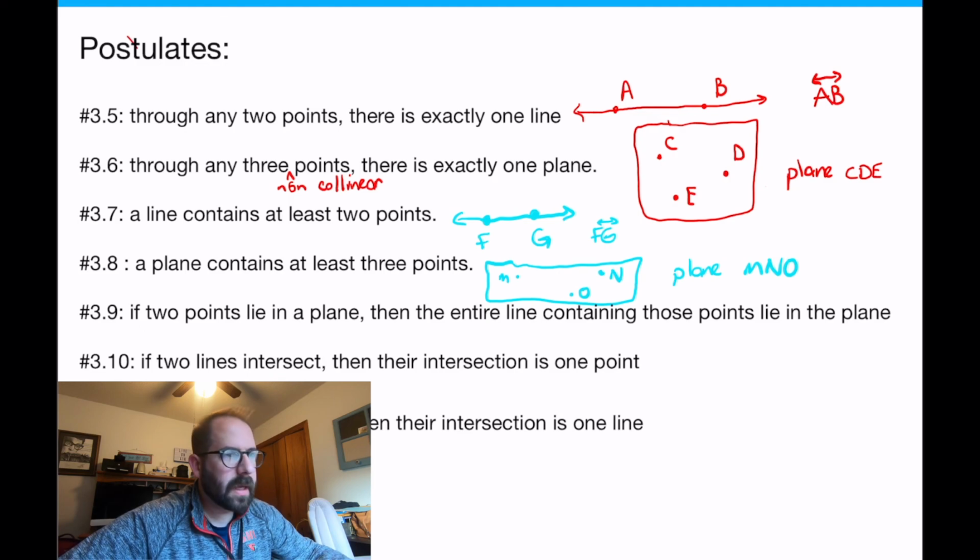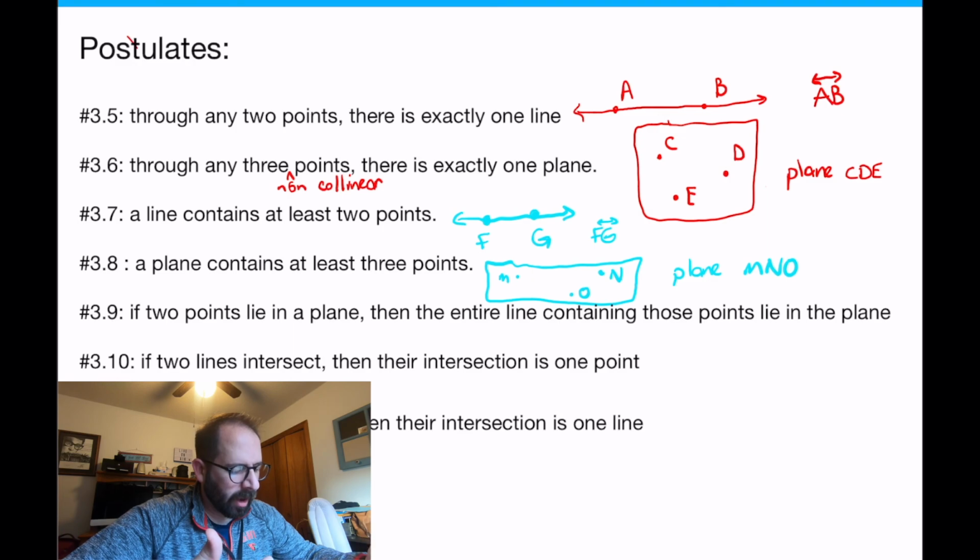Right, so now, the first four are really easy. They make sense, right? You talked about lines, they have points. If you have points, you can make a line, or planes, vice versa. The next three, 3.9, 3.10, 3.11, now we start talking about the interaction of these objects. We've been talking about lines and planes, but what happens when you start mixing them together?